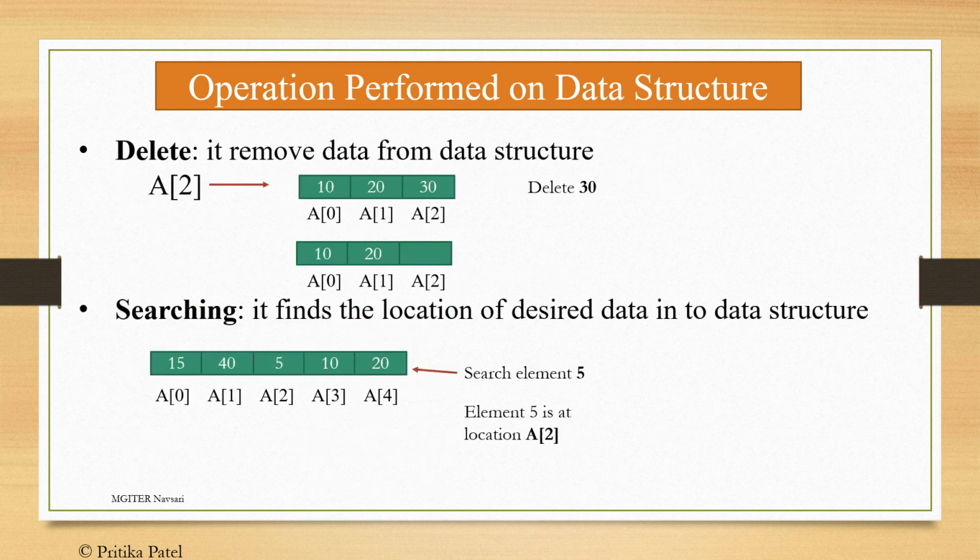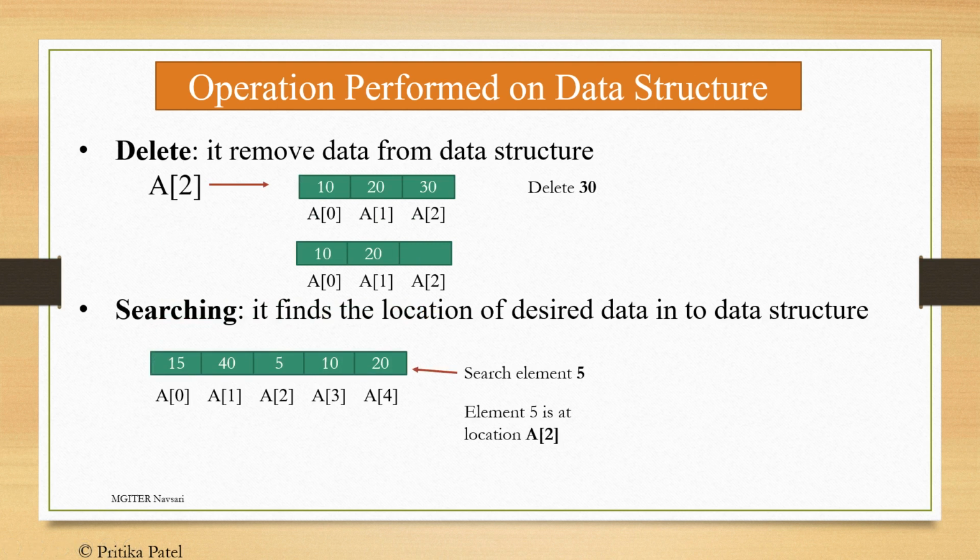Now next is the delete operation. The delete operation is used to remove or free the memory space used by the data structure. Here in this given example, an array of size 3 is given, which has elements 10, 20 and 30. Now from this array, if we want to delete the element 30, then by using the delete operation we can remove this element from this array. Okay, and then our array looks like this.